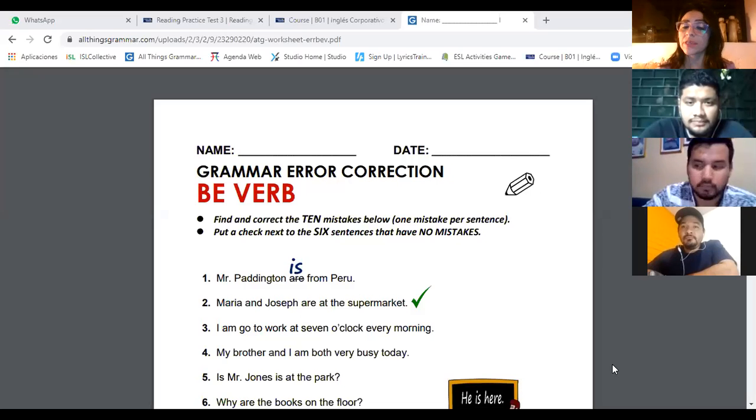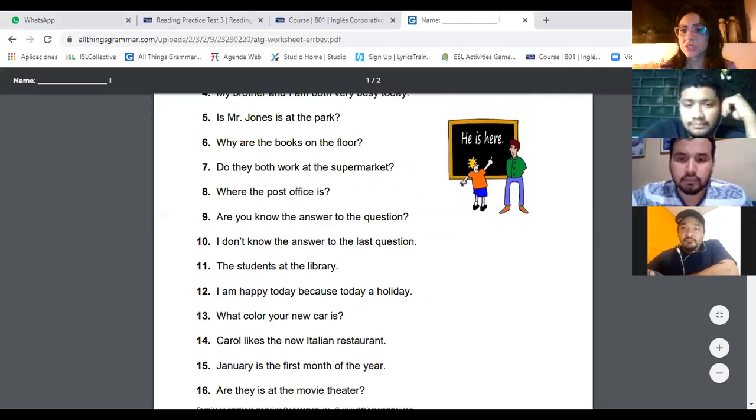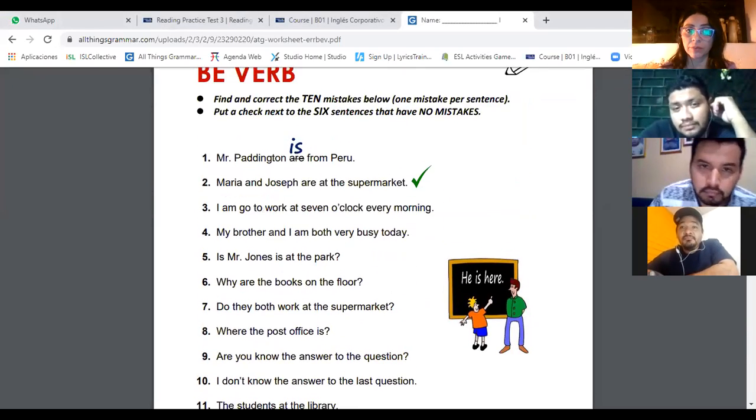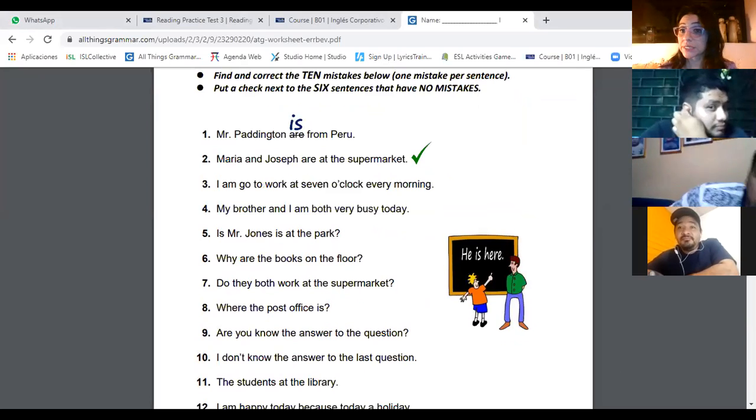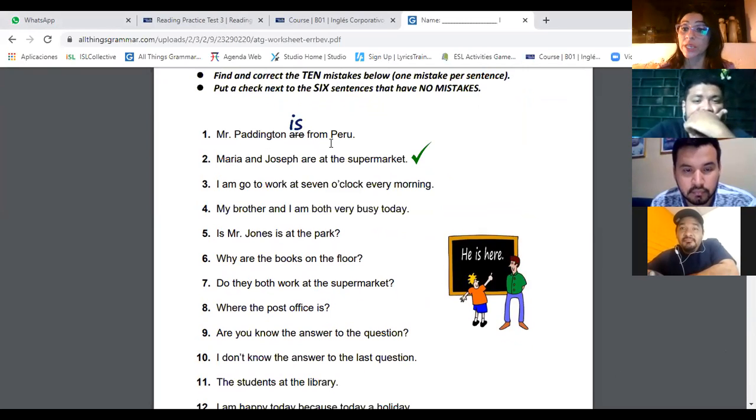Okay, I'm gonna show you this right now, guys, and I want you to pay attention. Igual lo van a trabajar los tres, all right? In this exercise, hay errores, okay? Everything has to be only the verb be, okay? No puede ir con más nada, just the verb be. Okay, so se la voy a dejar aquí. For example, number one dice, Mr. Paddington are from Peru. No, right? Mr. Paddington is from Peru. Okay?